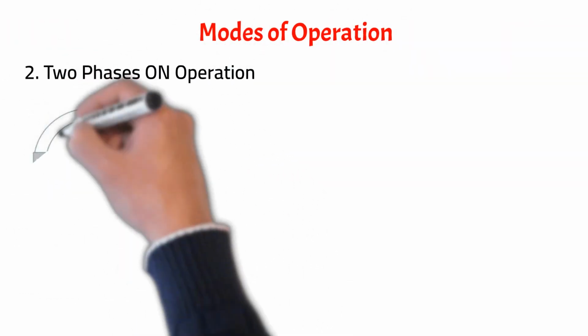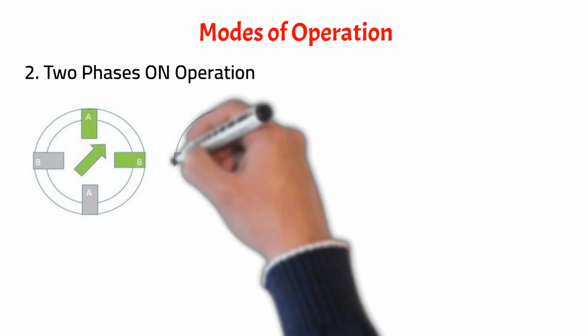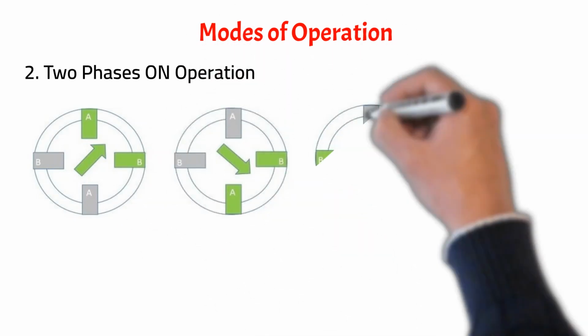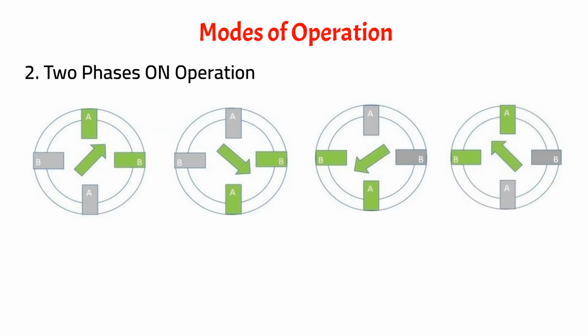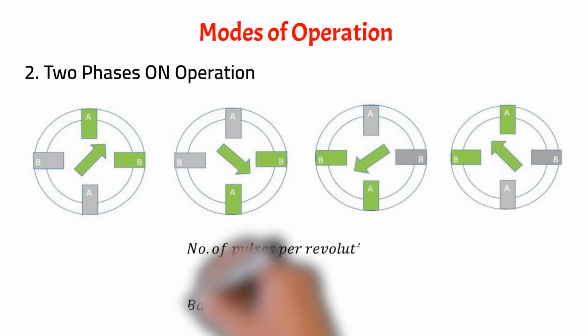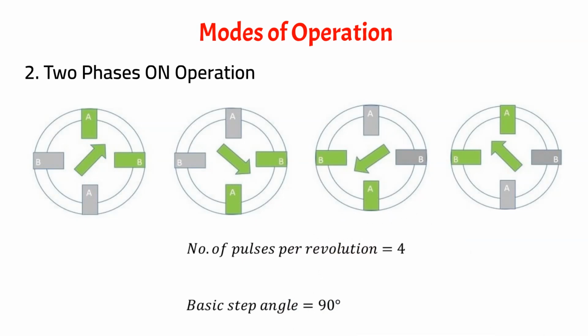2 phases on operation. This is the most often used mode of operation. Here, the coils are energized in pairs as shown in these figures. The number of pulses per revolution is 4 and therefore the basic step angle is 90 degrees.